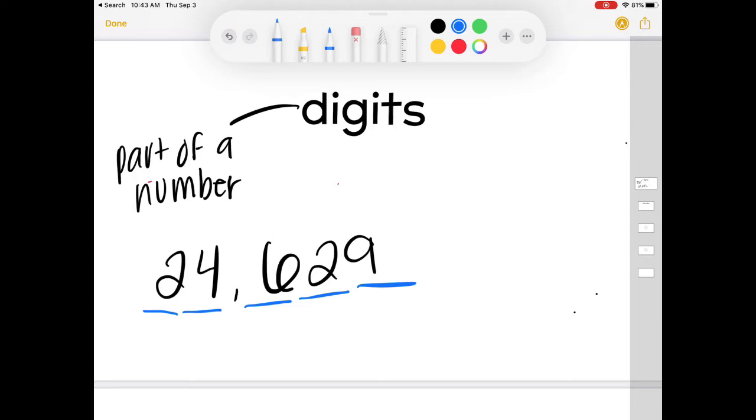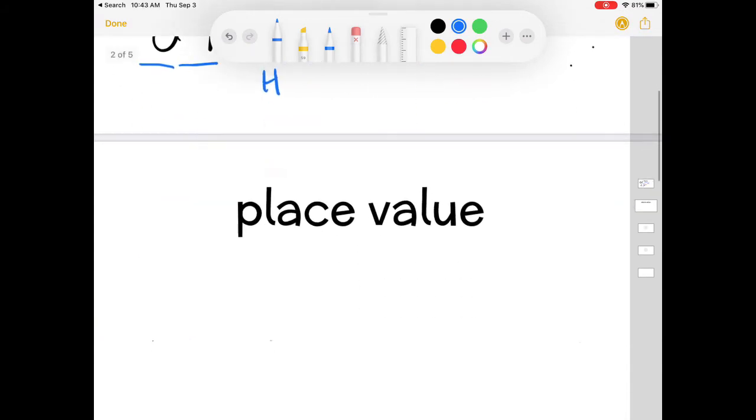Each digit has its own value. So when you're asked about the value of a digit, you're being asked about a specific one. So I ask for the value of the digit 6. I want to know how much 6 is worth. So what is its value? Well, it's in my hundreds place, so it is worth 600.